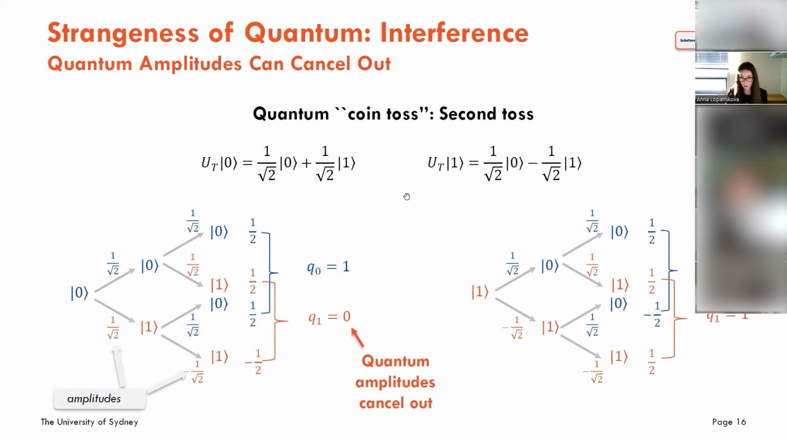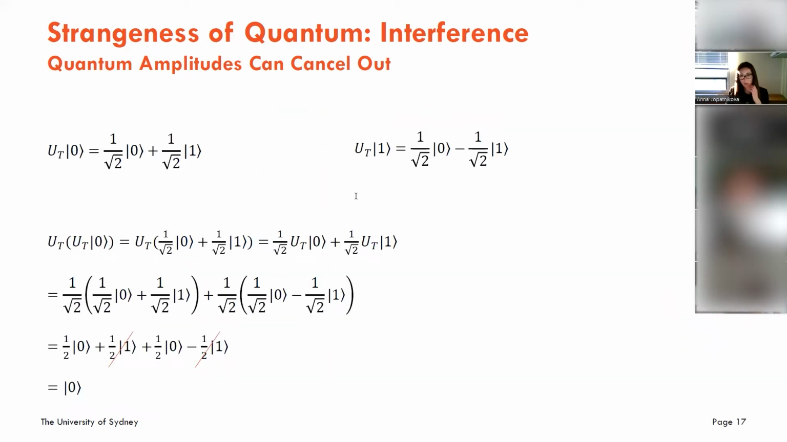With the first coin toss, we apply our coin toss operator and get these superposition states. When we apply the second coin toss, this is a bit mathematical, but it's actually, I think, easier to understand. So the first coin toss gives us the top line. If we start with a qubit in the state 0 and apply the coin toss, we get a superposition of 0 and 1. Then we apply it again to this state, so we're applying the coin toss to this resulting superposition state.